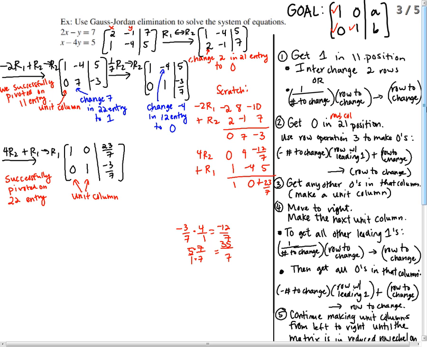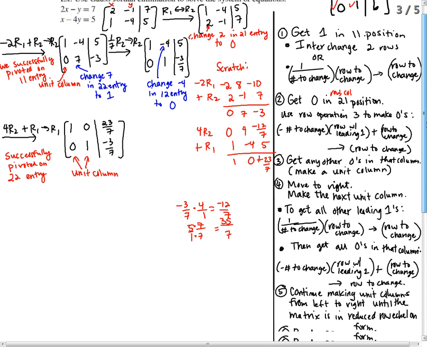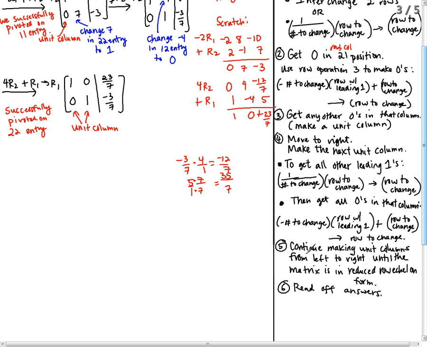And if this was bigger, let me scroll down and show you the rest of the directions. If this was bigger, we continue making unit columns from left to right until the matrix is in our row reduced echelon form. And once it is in row reduced form, we see this one is, let me write that down. This matrix is in row reduced echelon form. So we just read off the answers.